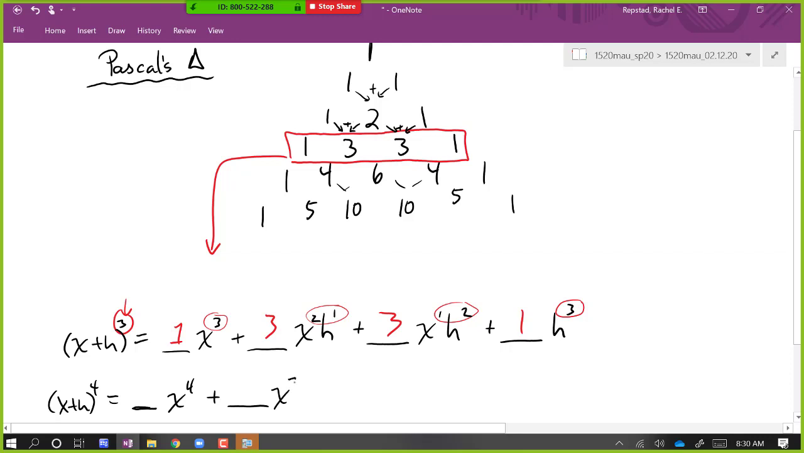So we're going to have an x cubed h. We're going to have an x squared h squared. We're going to have an x h cubed. And then finally an h to the 4th. And I write these exponents. You'll notice for every term, those exponents add up to a total of 4. What are the coefficients that we're going to write on these terms? 1, 4, 6, 4, 1.